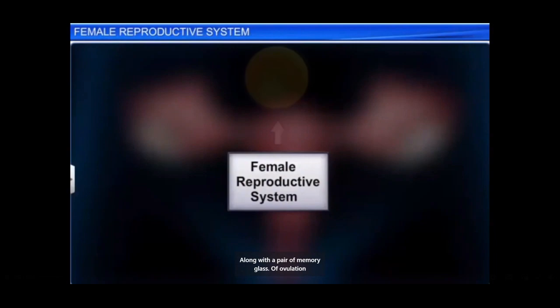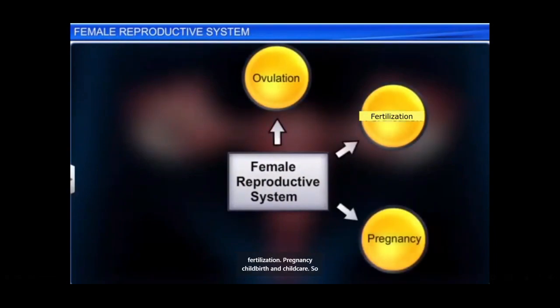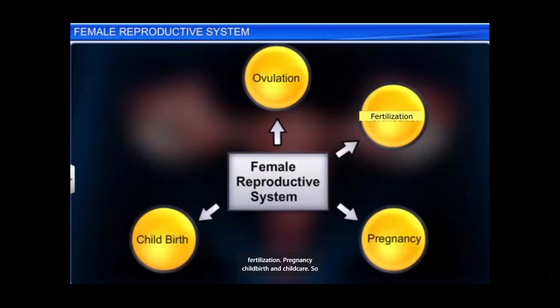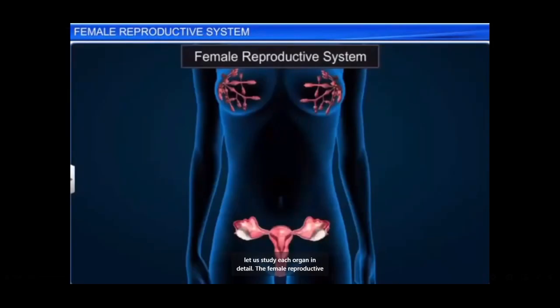It is involved in ovulation, fertilization, pregnancy, childbirth, and childcare. So let us study each organ in detail.